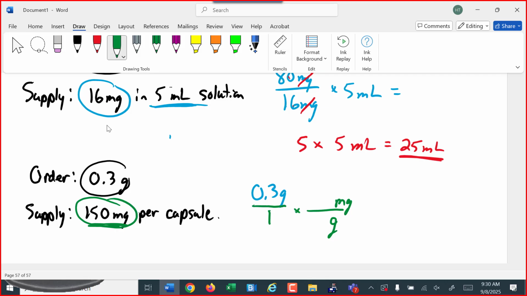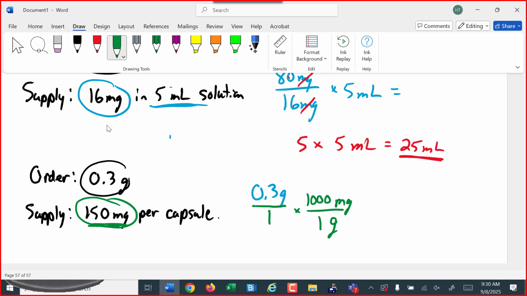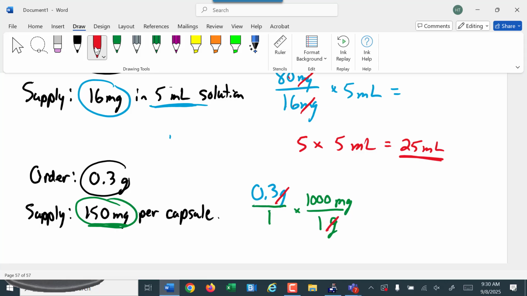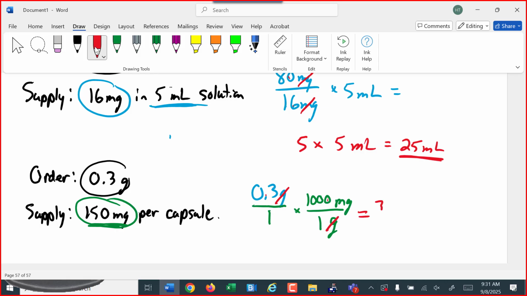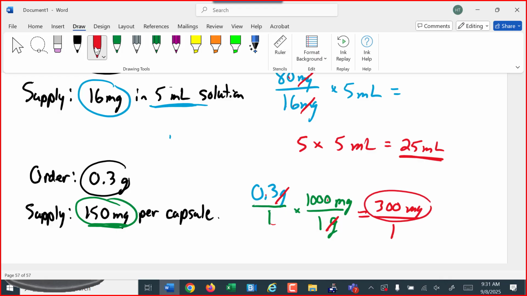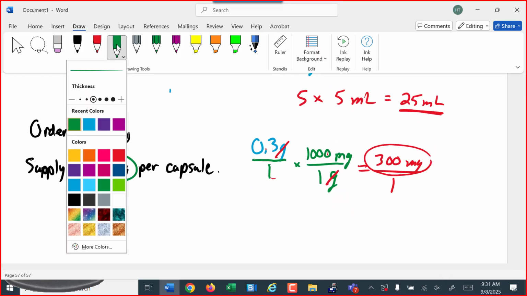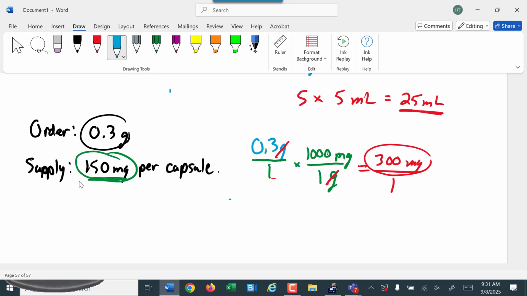And we know from our basic standard equivalencies that 1 gram is 1,000 milligrams. So now the grams will cancel out. 0.3 times 1,000 milligrams is 300 milligrams. 1 times 1 is 1, so that's just 300 milligrams. Now we can circle back and put that into our formula.